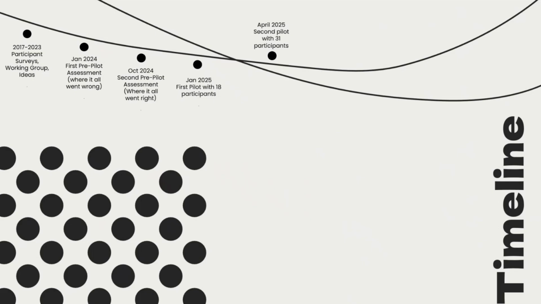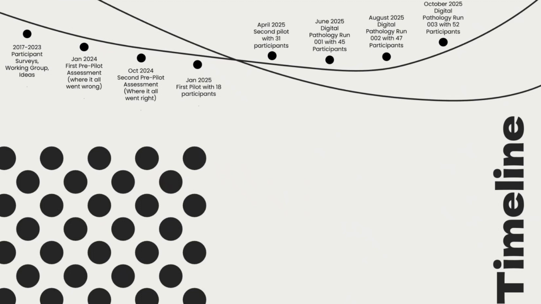Because the pilots were so successful, we did have our first run in June this year, and there were 45 participants who signed up for that. And just as the year has gone on, we've had 3 successful runs now, but actually on Friday we had our 4th one. You can just see the participants are growing with the scheme as well.